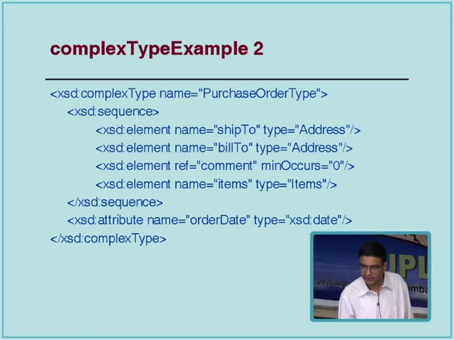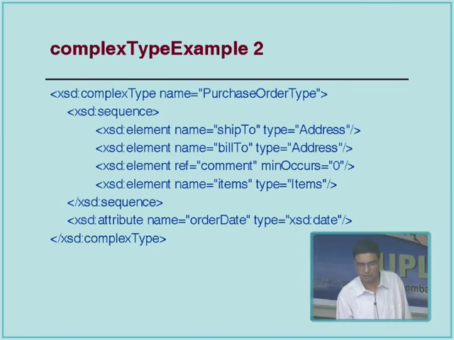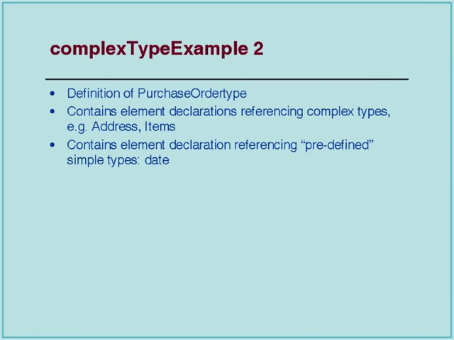It can also contain comments. It doesn't have to contain comments. So the minimum occurrences of a comment are 0. It doesn't have to contain a comment is what it means. Then it has an attribute which is the order date, which is of type date. There is no default value for that.